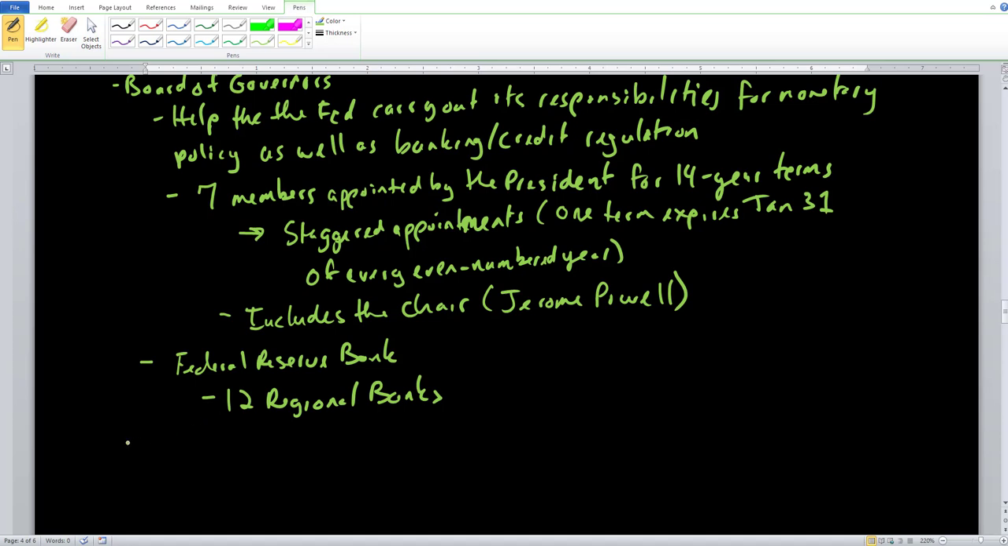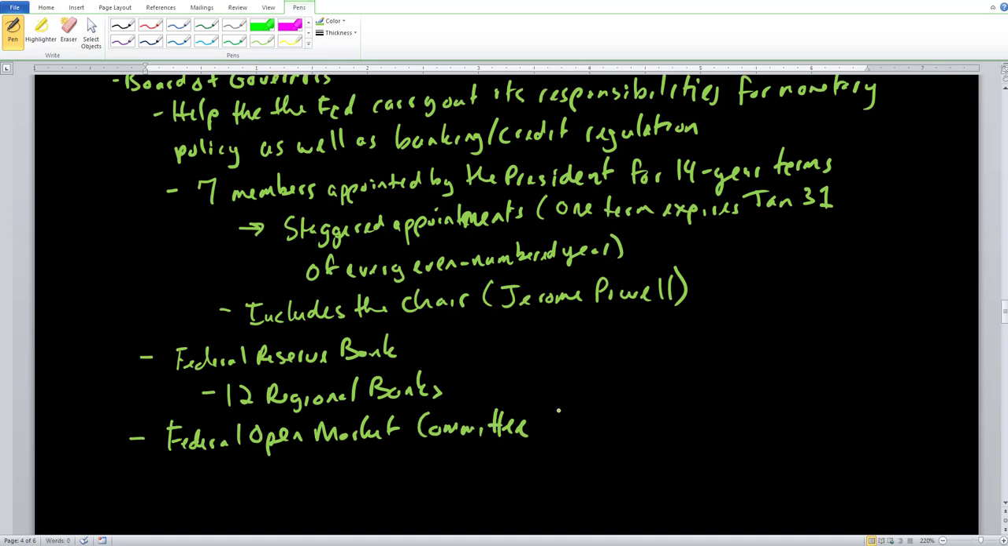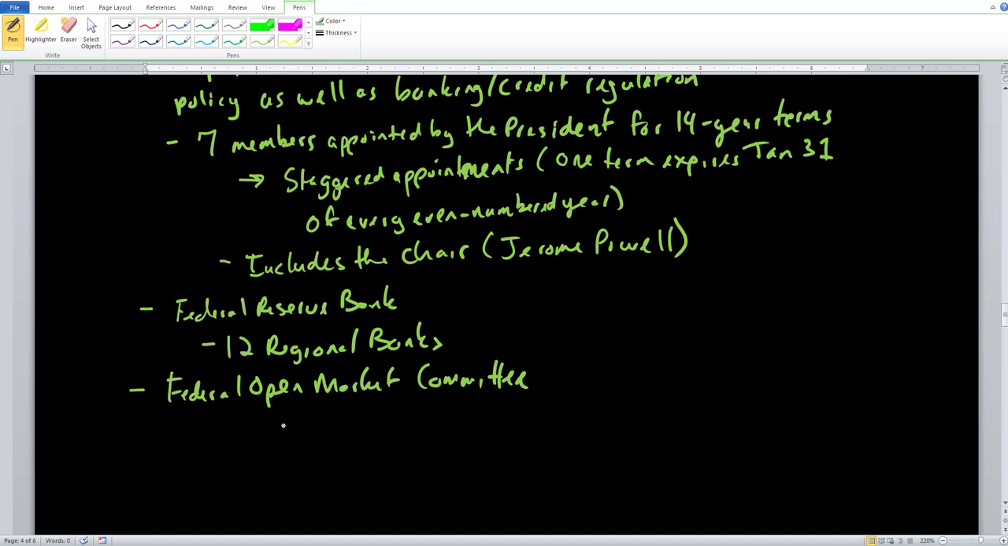Finally, we take a look at the last component of the structure of the Fed, which is the Federal Open Market Committee. The Federal Open Market Committee is probably the most important piece of the Federal Reserve System, because this is exactly how monetary policy is going to be conducted. They oversee the open market operations.